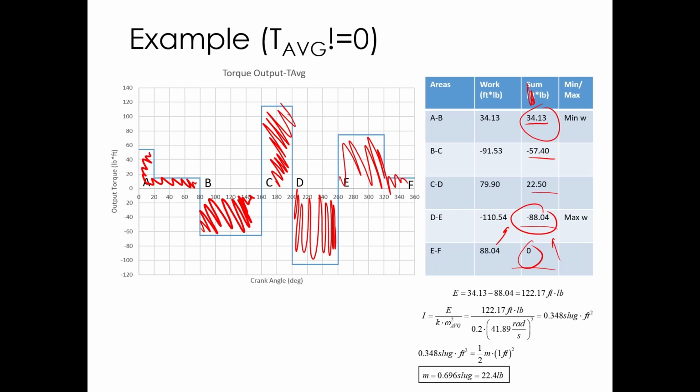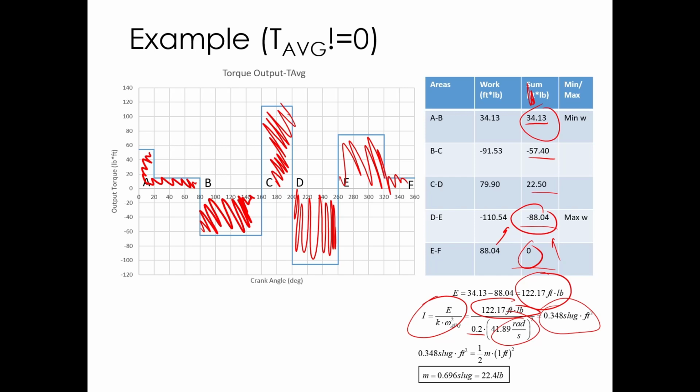Take the difference between those numbers, again 34.13 plus 88.04. I have a total accumulated energy of 122.17. Okay, so that's my energy for sizing. I've got energy. I want a coefficient of fluctuation of 20%. I've got an average speed of 41.89 radians per second in this case. I get my flywheel inertia from this simple equation here.